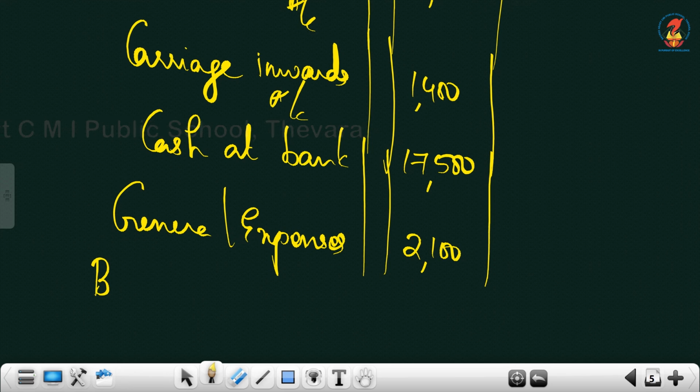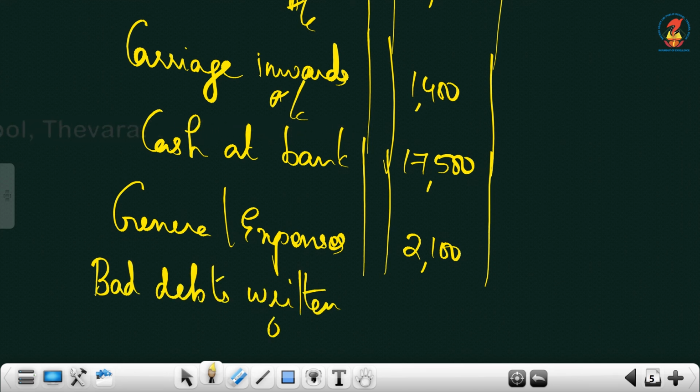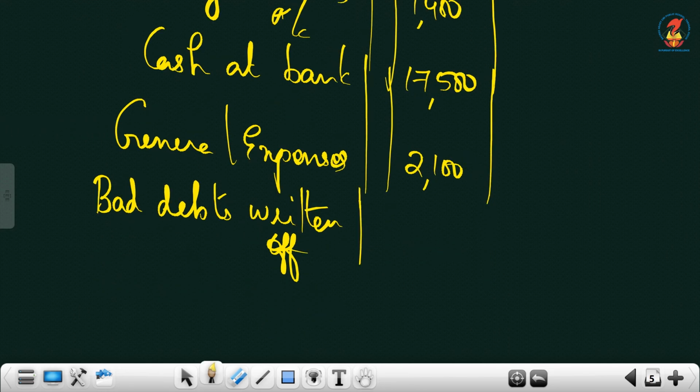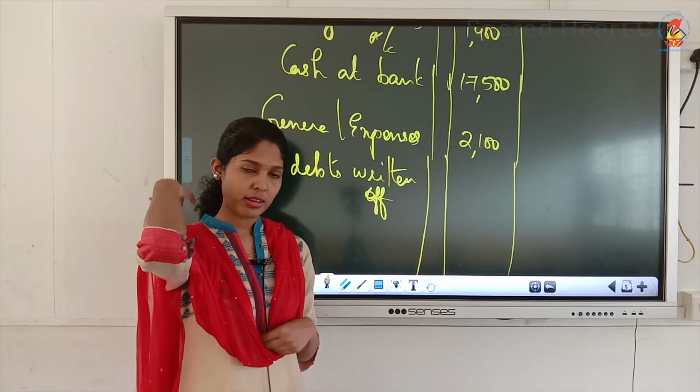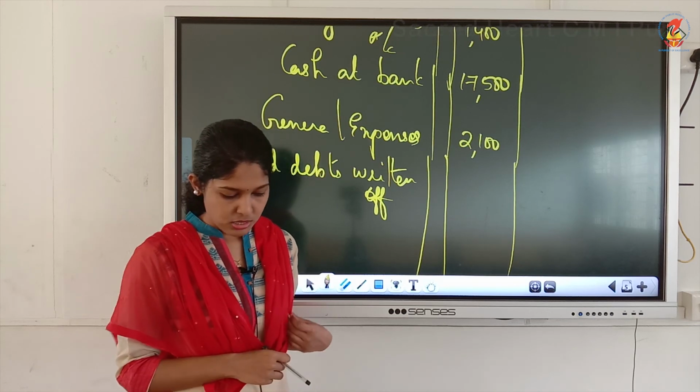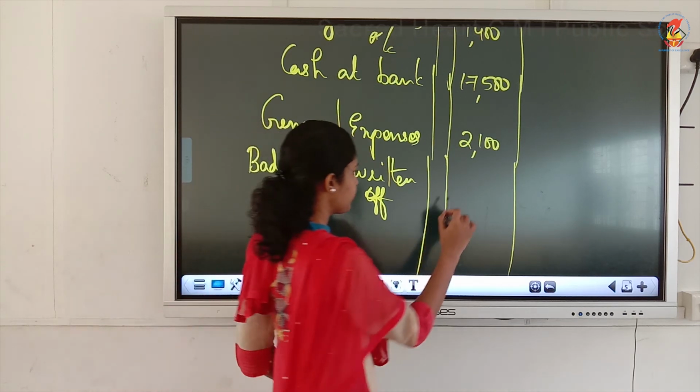Then bad debts written off. Writing off bad debts means we are cancelling. We are not expecting that debtors would make the payment. Because they are unable to pay, we are writing off or cancelling that amount. Bad debts, what's the nature of bad debts? It's a loss for the firm, so losses are having debit balance. 2,450.